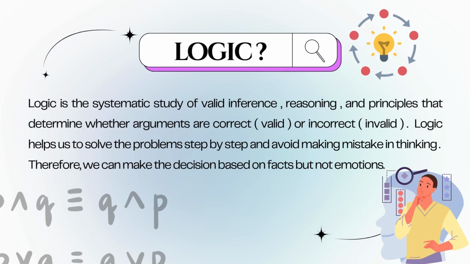What is logic? Logic is the systematic study of valid inference, reasoning and the principles that help us determine whether an argument is correct or incorrect. It allows us to solve problems step by step and helps us avoid mistakes in our thinking. By using logic, we can make decisions that are based on facts, not emotions.